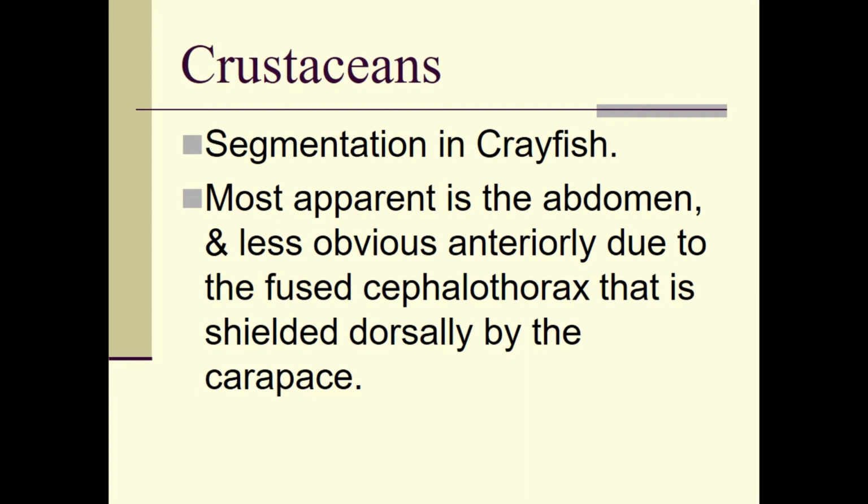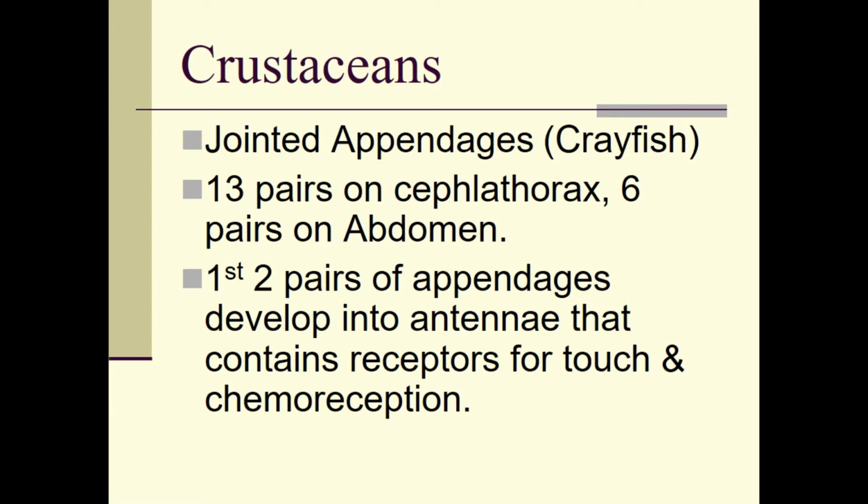But most apparent in the crayfish is the abdomen, and less obvious anteriorly due to the fused cephalothorax that is shielded dorsally by the carapace. So the body plan, the main body part, is a cephalothorax, a head and thorax fused together, and it is covered by a very thick plate called the carapace. And then behind that, which is typically what people will eat, is the abdomen. The abdomen is what most people would consider the tail of the crayfish to be.